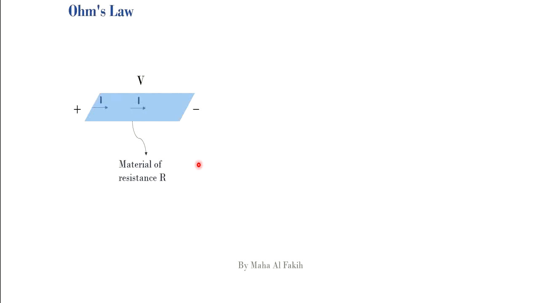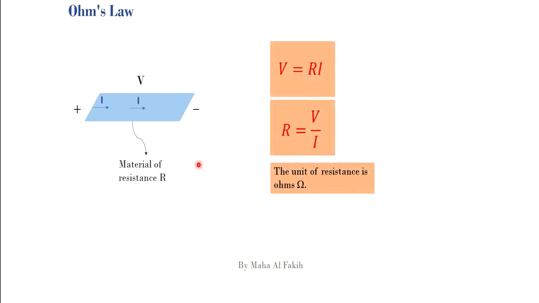Now, writing this in the form of an equation, we can write V, which is the voltage, is equal to R, the resistance of the material, multiplied by I, the current traversing this material. Rearranging this equation, we can write R in terms of V and I, where the resistance is equal to voltage divided by the current. The unit of resistance is ohms, and it is symbolized as written here.